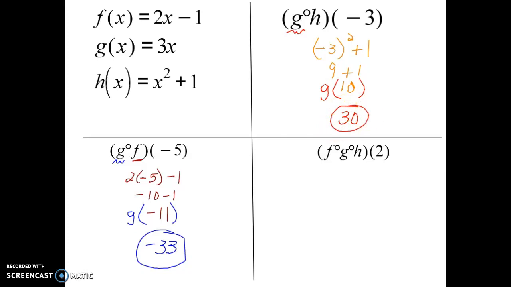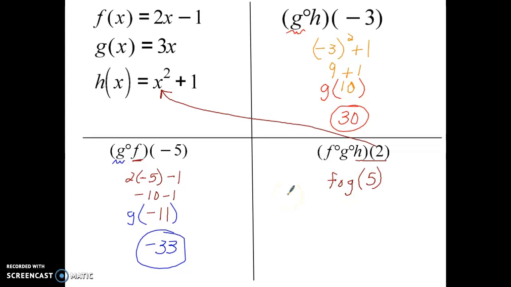My last example has 3 letters in it, but I still work with the letter closest to the number. So I'm going to start here with h of 2. If I bring my 2 up, put it into my h function, I would have 2 times 2 plus 1, and I would get a 5. Now I'm just going to bring down the rest of this notation. That's only taking care of the h function.